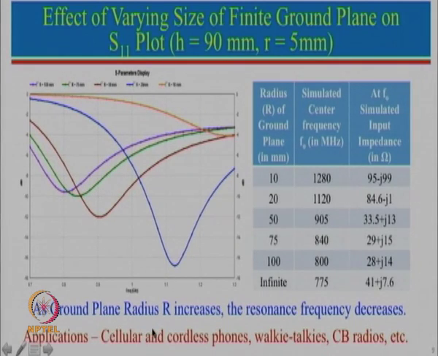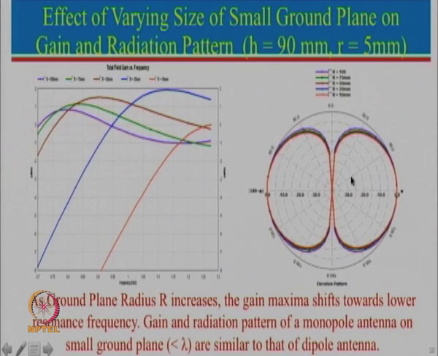In fact, these monopole antennas are used for cellular and cordless phones. All the Wi-Fi antennas which you see generally use a monopole antenna, as do walkie-talkies, CB radios, and so forth. Now let us see the radiation pattern.